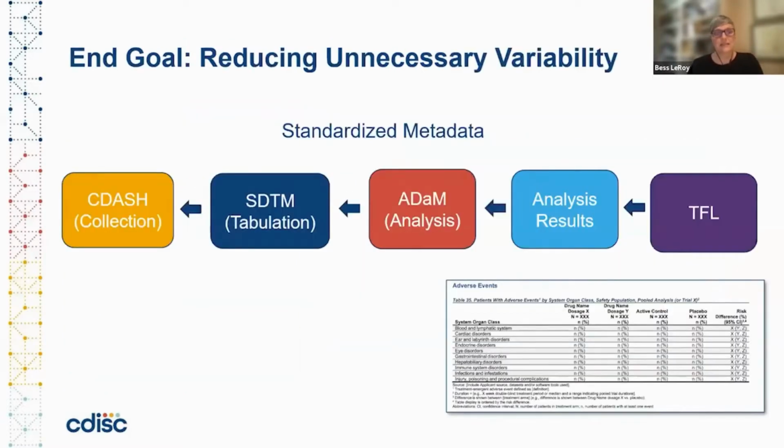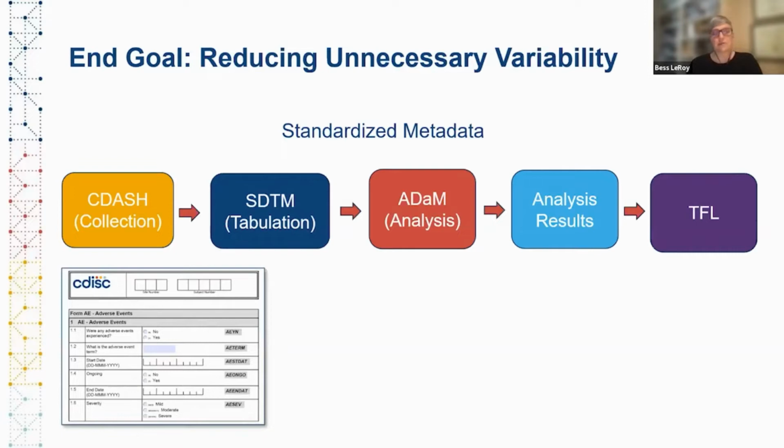And again, just thinking about what our end goal is, it's really reducing unnecessary variability. So if you're thinking about collection, tabulation, analysis, all the way through the TFL, you can see that if you understand what the end is, you can go back and provide that standardized metadata. Then if you're going forward, you can start with the collection, thinking about what you're collecting and what you need to support in terms of analysis results and your TFL.